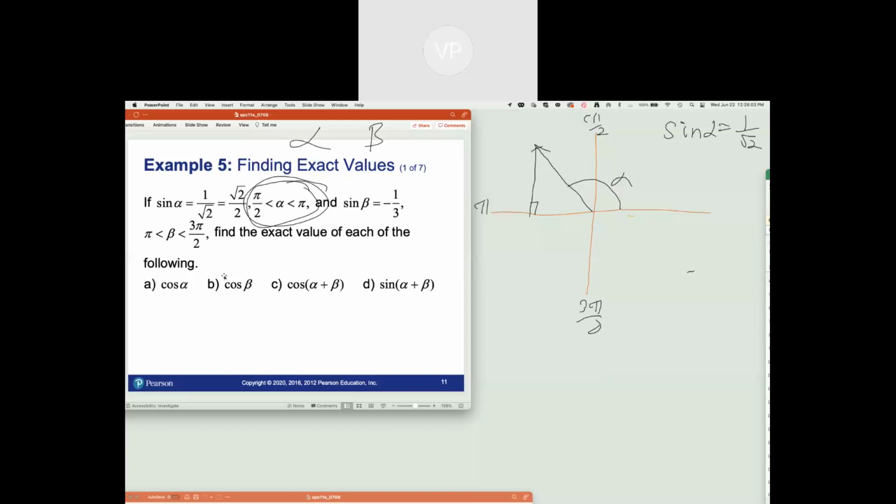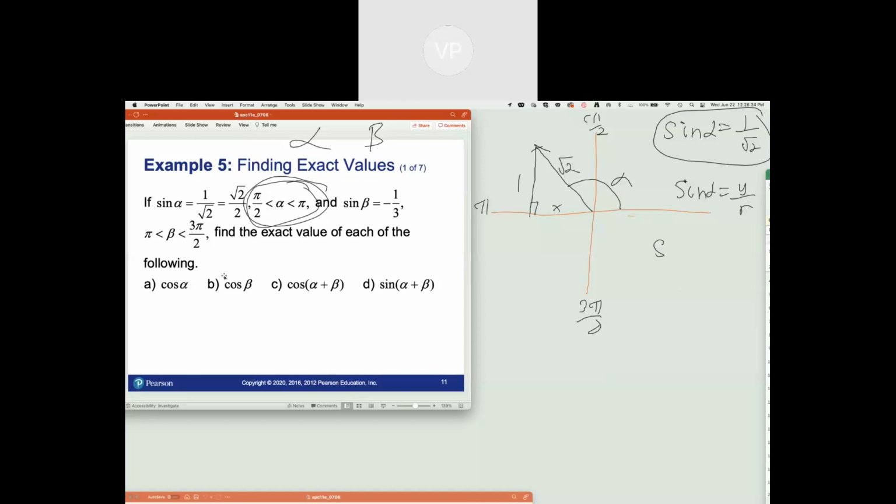But now, based on this, I remember my formula for sine, which is y over r. I know I have a 1 and I have a square root of 2, and I need to go find this x. We're only talking about the alpha right now. That's all I'm looking at. That's all I'm dealing with. So now I can go figure out where we are.